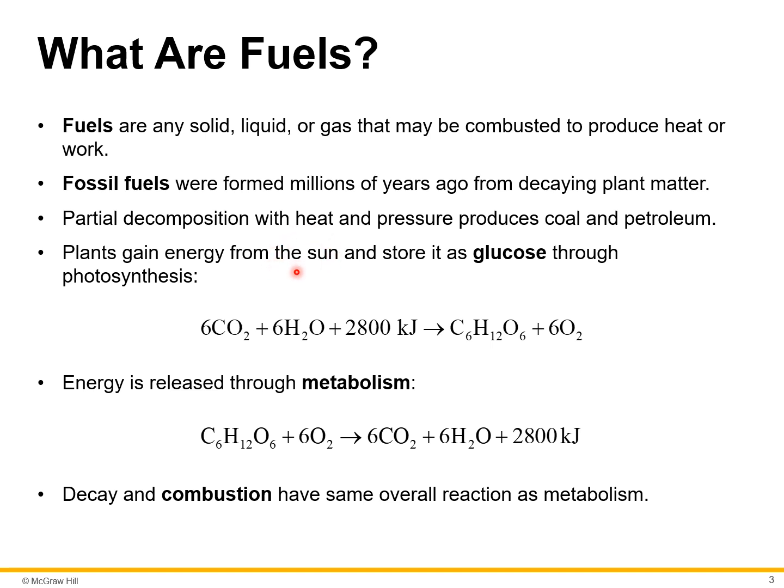So here's an example of an endothermic process, which we'll talk about later. But here, photosynthesis, where plants use CO2 and water and energy from the sun to give us glucose and oxygen gas that we breathe in, essential for life.